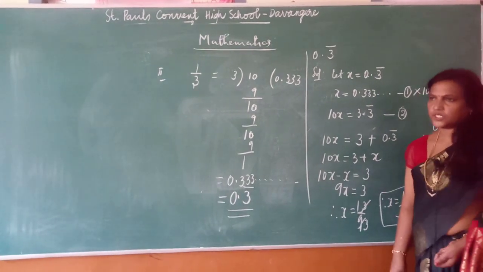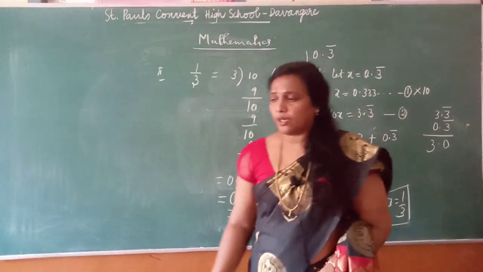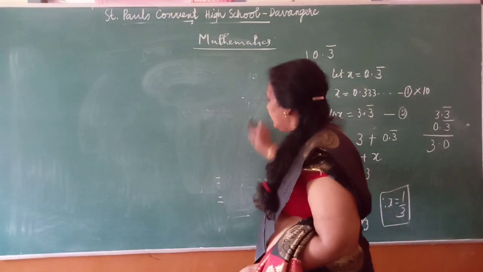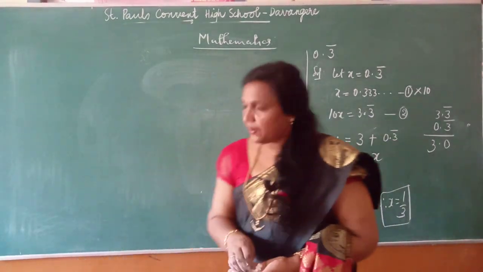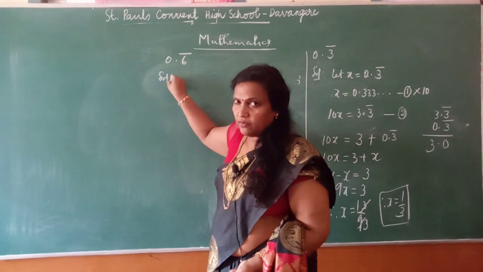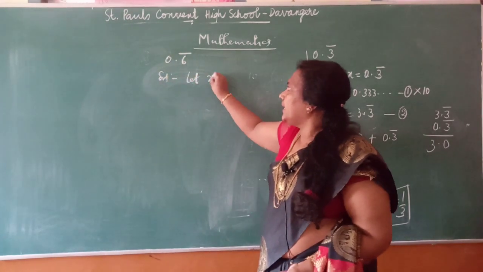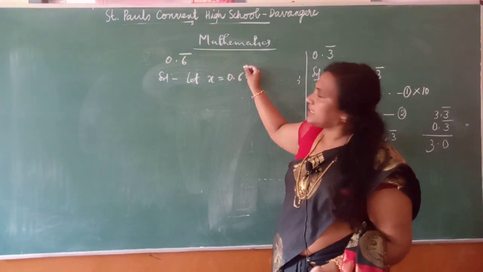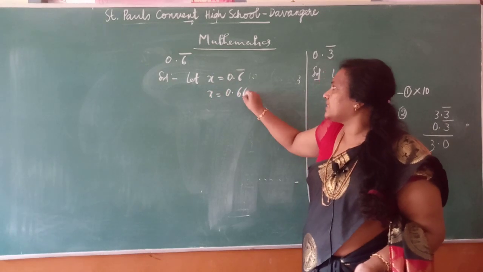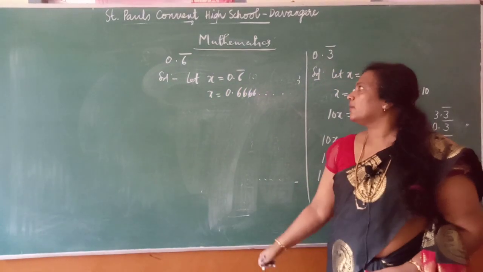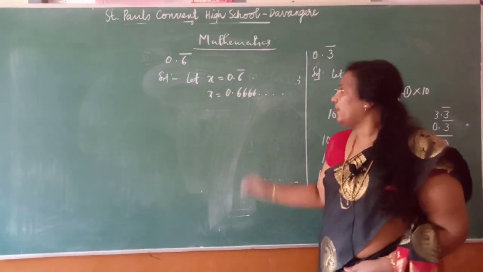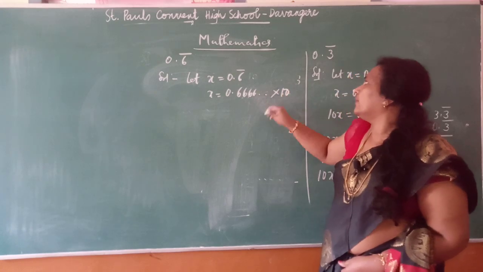One more example I will show you. You should tell me what are the steps I should follow. For example, if they have given 0.6 bar, how will you convert it to p by q form? So you have to tell me, children, what are the steps. First step is let x is equal to 0.6 bar. Okay. What is the second step? x is equal to, you expand this: 6, 6, 6, 6, and so on. Since the bar is on only one digit, by what number do I have to multiply? Both sides by 10.